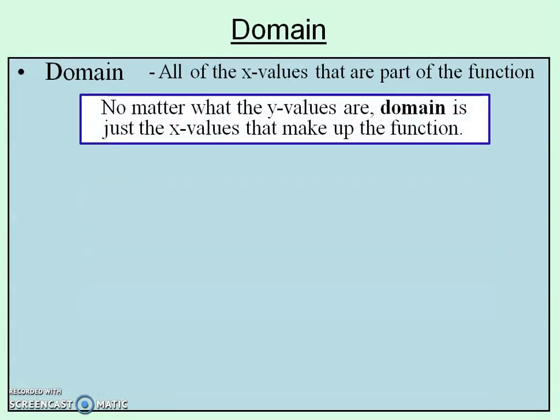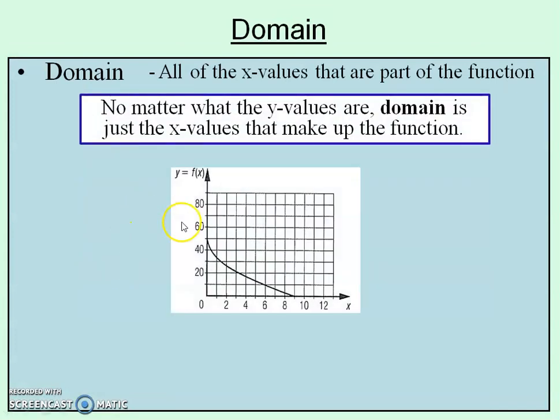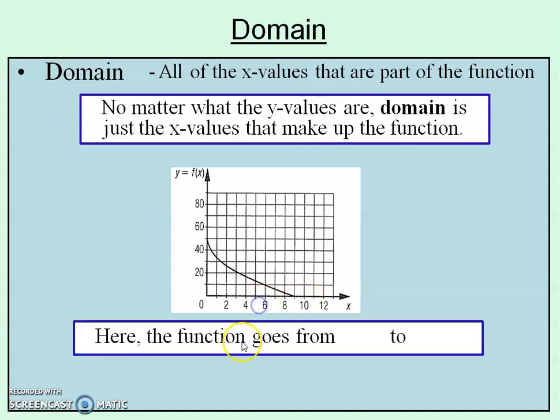So domain is all the x's that are part of the function. In this case, my function seems to start right here. I'll start listing at this x value, and it continues up until here, or maybe here. It's tough to tell in this graph, so depending on how you read that graph, you might say 9, you might say 10.